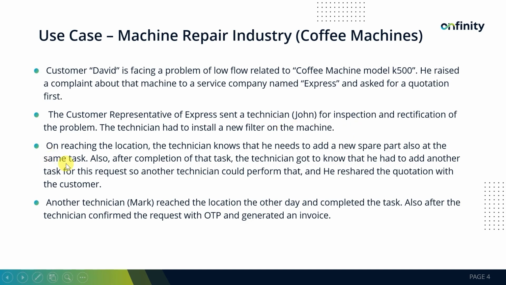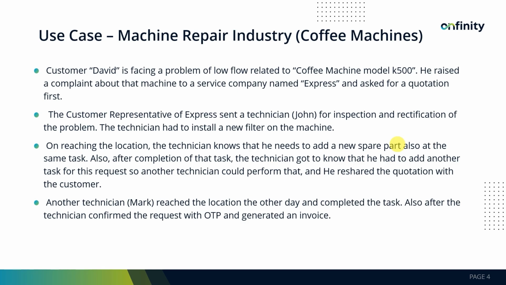On reaching the location, the technician knows that he needs to add a new spare part also in the same task. The first was the filter that he has to install. Secondly, he is on site, and he sees that he has to install different spare parts, like a 4mm screw, that he has to install also. That can be done from the mobile application directly.